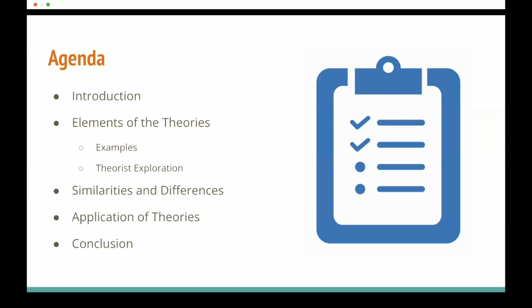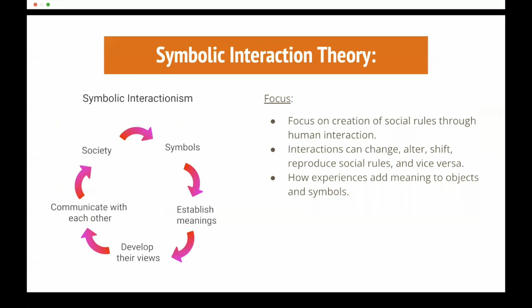Symbolic interaction theory is the idea of how symbols have meanings through human interaction and how we create ideas of what an object or symbol means through our interactions with each other. And these interactions can change and shift, and they can put an object into a positive perspective or into a negative perspective, and vice versa, how social rules can change due to interactions.